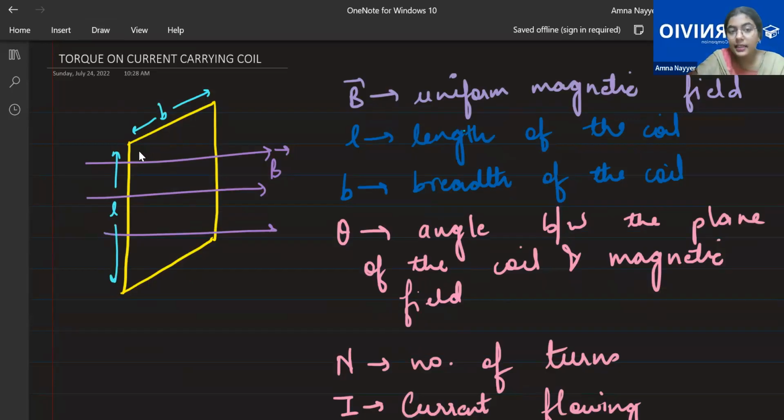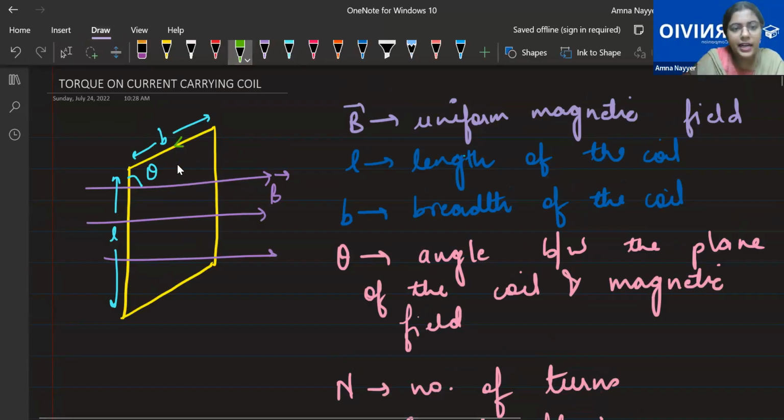Okay, class. And see the plane of the coil makes an angle with the magnetic field. Let's say this is the coil and the magnetic field is flowing like this. The angle made between the plane of the coil and the magnetic field line is theta. These purple lines show the magnetic field lines. Let n be the number of turns, and let's say the current flowing through the coil is I.